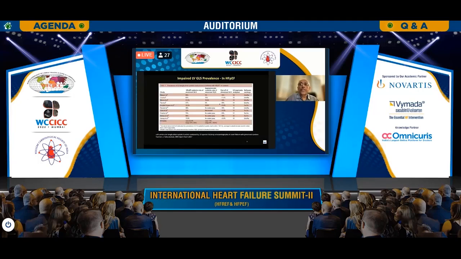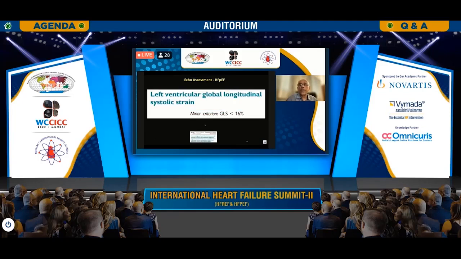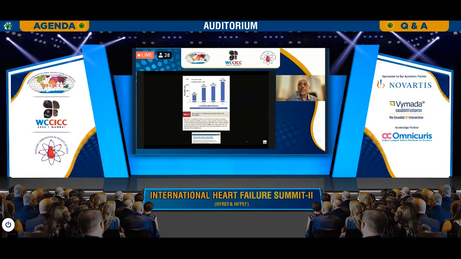Now, moving on to preserved ejection fraction. So this again is looking at multiple studies here, and the number which sort of really pops up is around 16, and this is the number which is quoted in the document where the LV-GLS should be used as a cutoff for heart failure with preserved ejection fraction diagnosis, and this is a minor criteria, so the number is 16%.